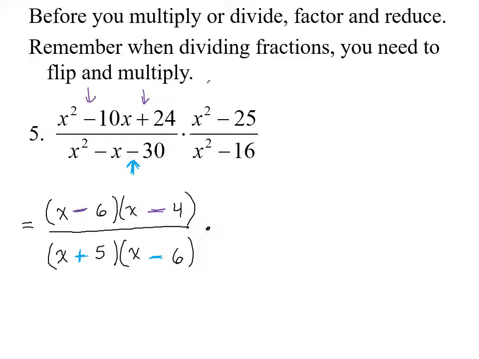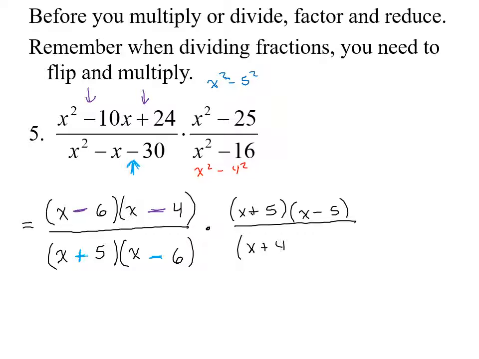On the top right, like we said, this is x squared minus 5 squared. And so I'll get x plus 5 and x minus 5. And on the bottom, this is x squared minus 4 squared. So I'll end up with x plus 4 and x minus 4.